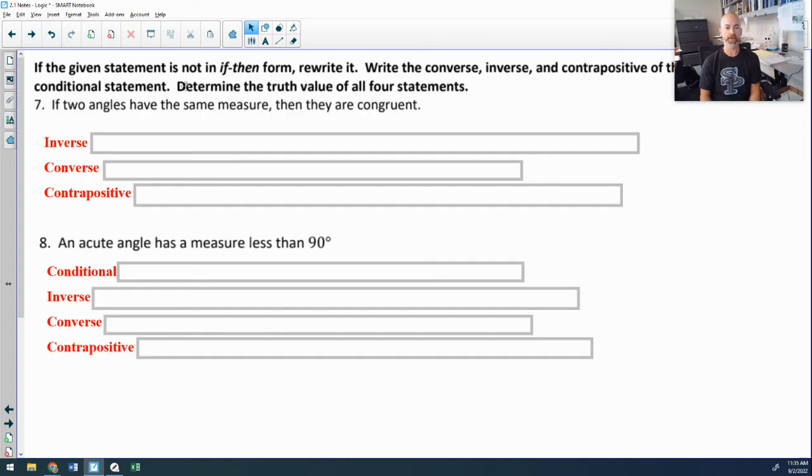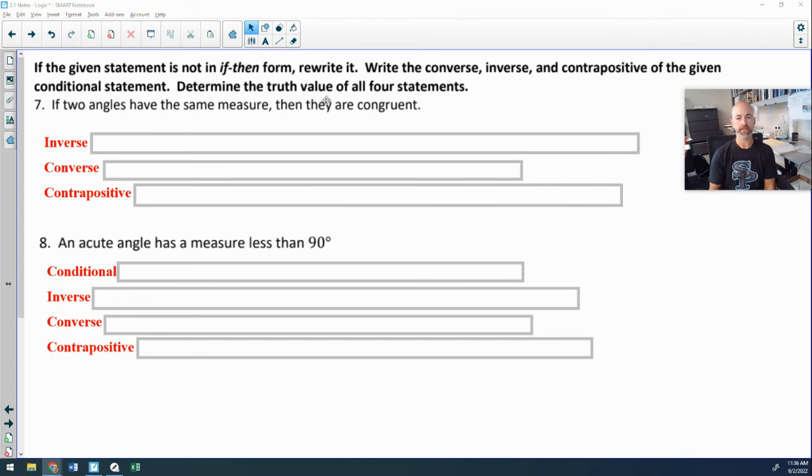Moving on. So here we have two statements, and we're going to write all of the different combinations, inverse, converse, and contrapositive. And so this first one, we have the if-then form. So this one's already written in that form. And we want to write the converse and the contrapositive of that. And then we need to determine if these create true or false statements. So my statement is, if two angles have the same measure, then they are congruent.